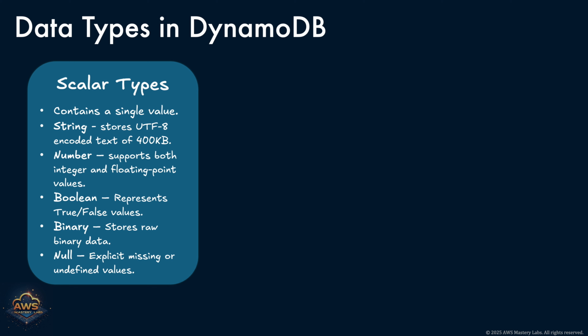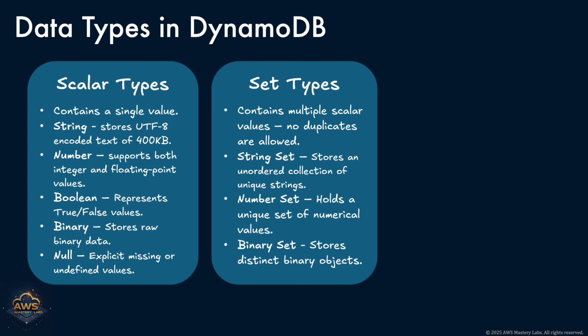These scalar types provide flexibility and control over how individual attributes are stored and retrieved in DynamoDB. Set types in DynamoDB are designed to store collections of unique values, offering a convenient and efficient way to represent distinct elements within a single attribute.